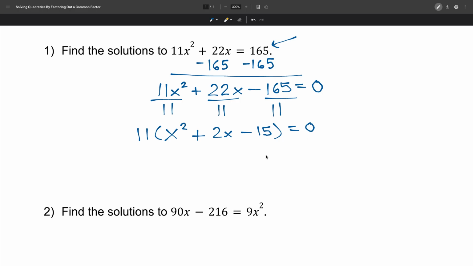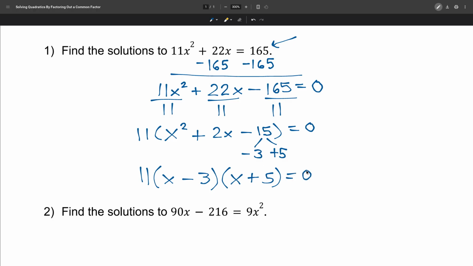Now, to find my factors for negative 15, I have to think of a positive and a negative factor that add to positive 2. So if I did negative 3 times positive 5, that would give me negative 15, and it would add to positive 2. So I can write this in factor form as 11 times x minus 3 times x plus 5, and set that equal to 0.